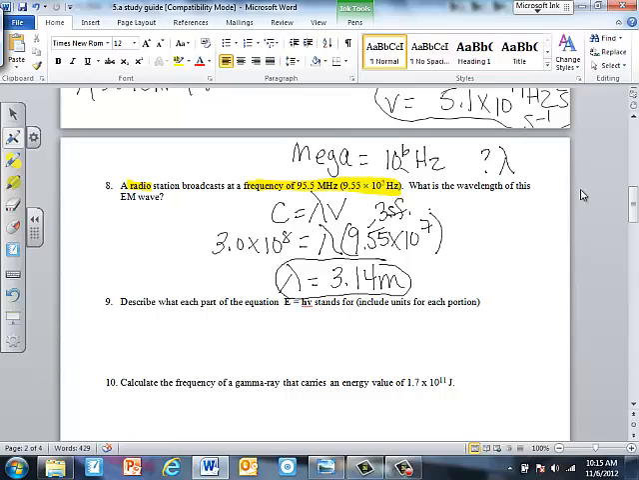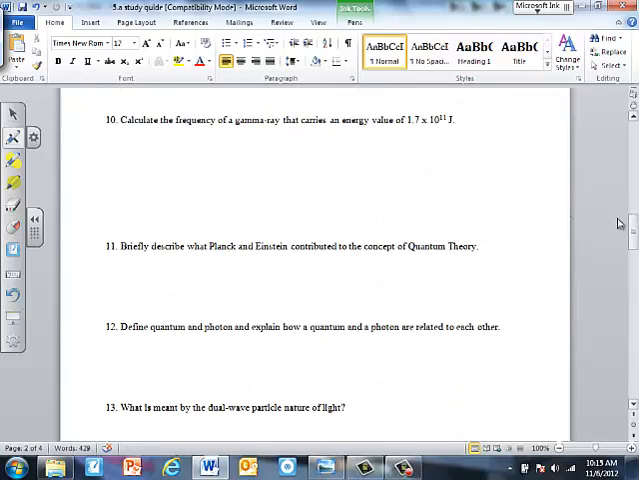Okay? All right, next math problem is you're going to need the frequency of a gamma ray that carries an energy value of 1.7 times 10 to the 11th joules. Now this takes us to the second equation that we have to be familiar with, and that is energy is equal to Planck's constant times the frequency. It's the same frequency we had in the last equation, but we've got E equals hv.